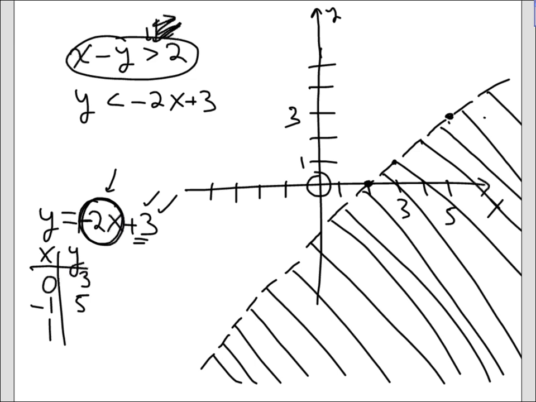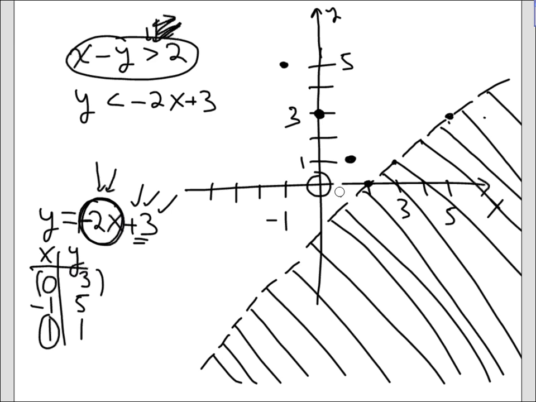When you multiply negative 2 by 1, you get negative 2. You add 3, you get 1. So it was a good idea to plot 3 points. Well, the first point is 0, 3. That's right here. The next point is negative 1, 5. That's right here. The third point is 1, 1. The scale obviously is off a little bit, but that's right there.